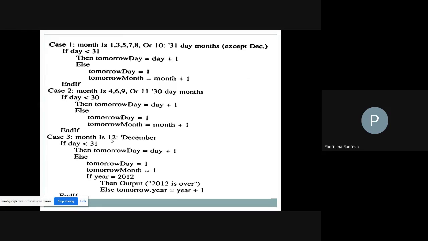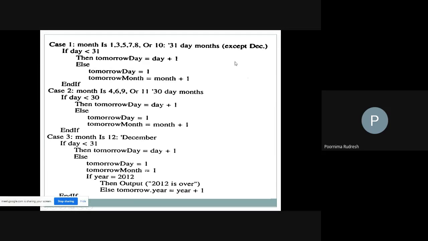So here we are defining the number of cases. In the first case, we are considering the months which consist of 31 days. How many months consist of 31 days, and which are those? January, March, May, July, August, then October consist of 31 days. Along with that, December also consists of 31 days, but here we have not included December.